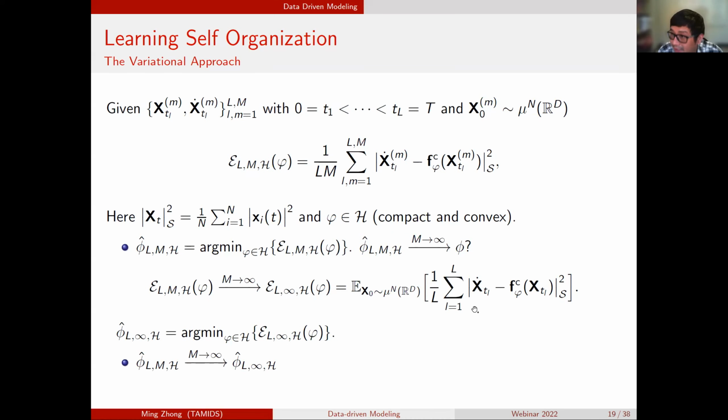Okay, so it's actually really easy to show that phi hat LM goes to phi hat L infinity using just the law of large numbers and other concentration theorems. You can actually show that. The only thing left is, can I actually show that phi hat L infinity is indeed my unknown interaction kernel, or somehow close to it, so that I can have an error bound?